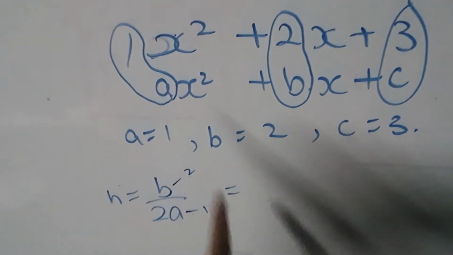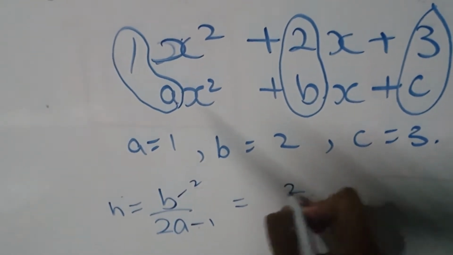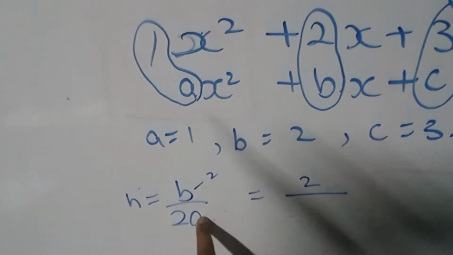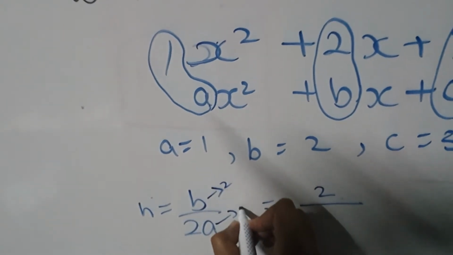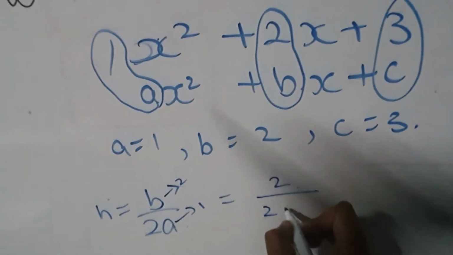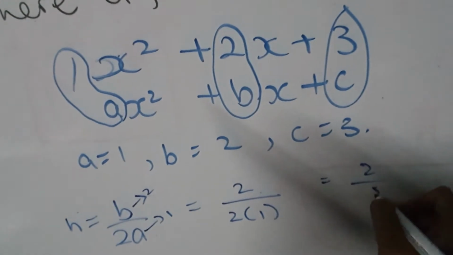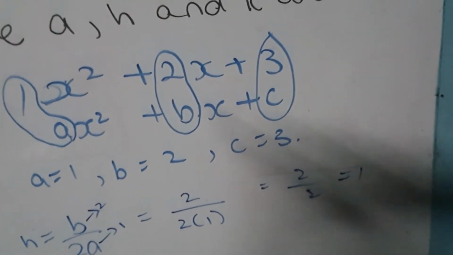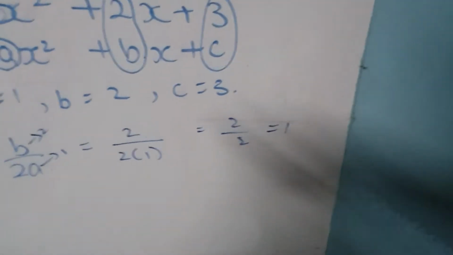So I'm going to do the substitution and see what I get. b is 2, right? So it's going to be 2 over 2a. I'm going to stick in a 1 here, right? So I'm going to get 2 over 2 by 1. 2 by 1 is 2. 2 divided by 2 is 1. Okay, so we got h is 1.